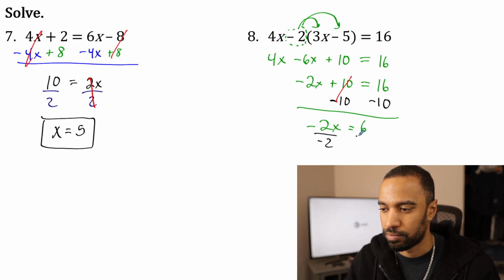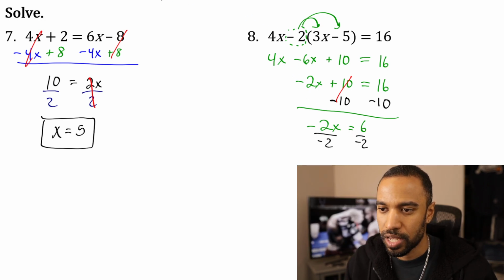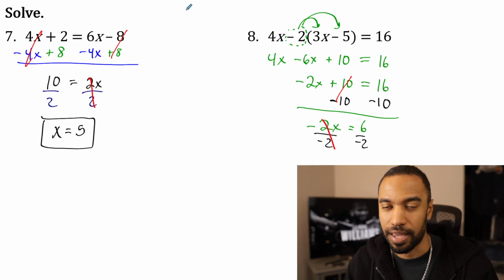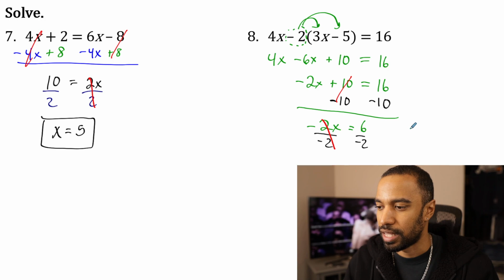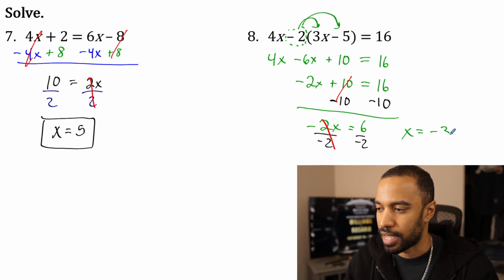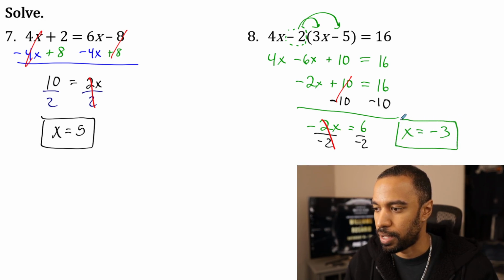By negative 2. A lot of people say divide by 2. You got to get a positive x. Got to divide by negative 2 there. We're going to get x equals negative 3, as 6 divided by negative 2 is negative 3.